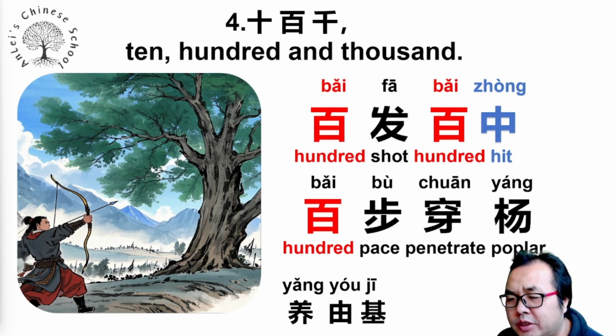And he could always hit the target every time he shot. People around were all amazed. This idiom describes someone who is extremely accurate in shooting arrows or guns and can hit the target every time.